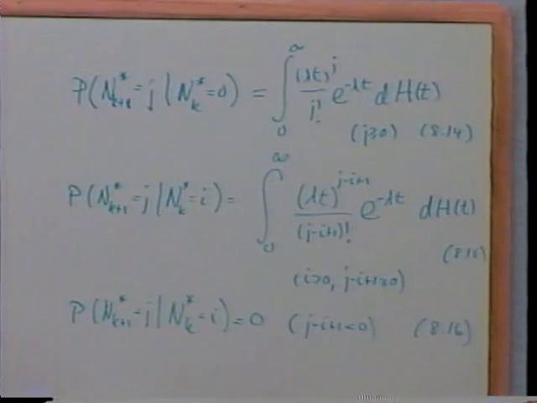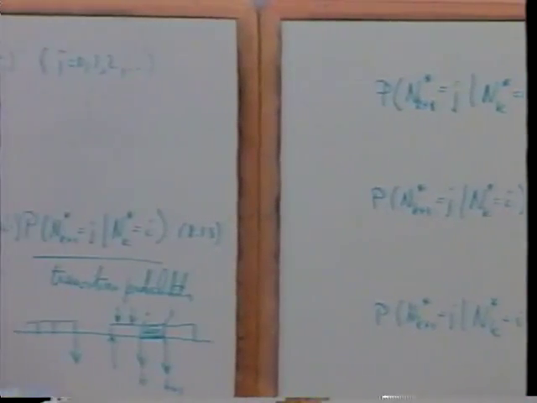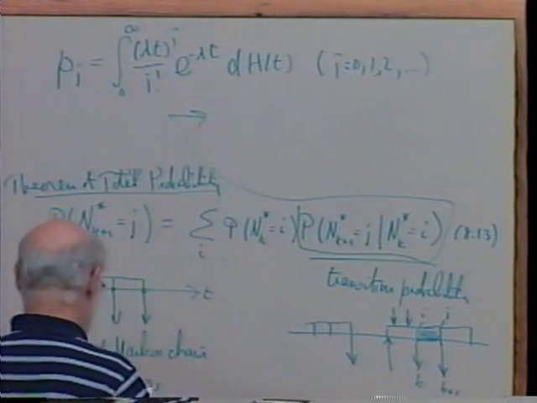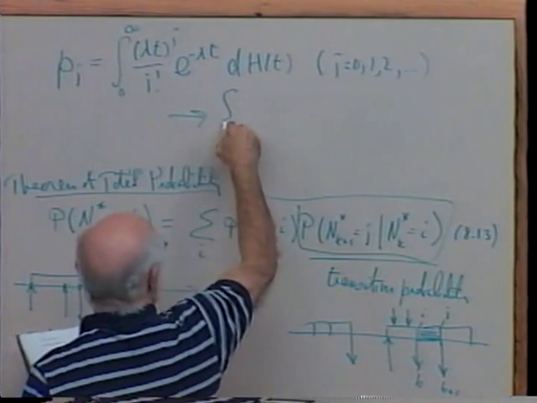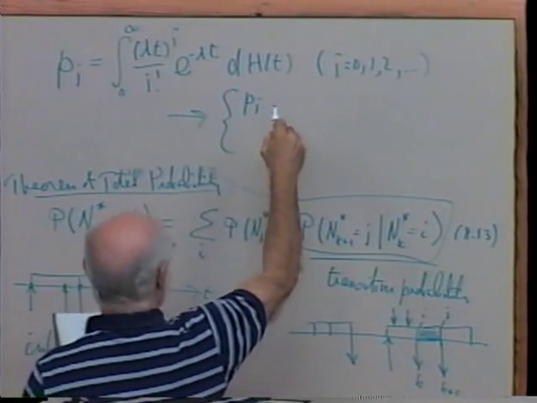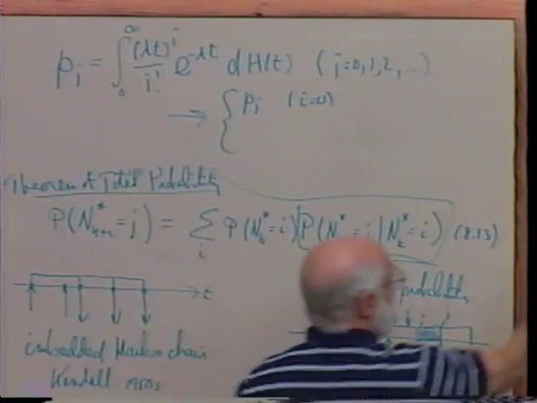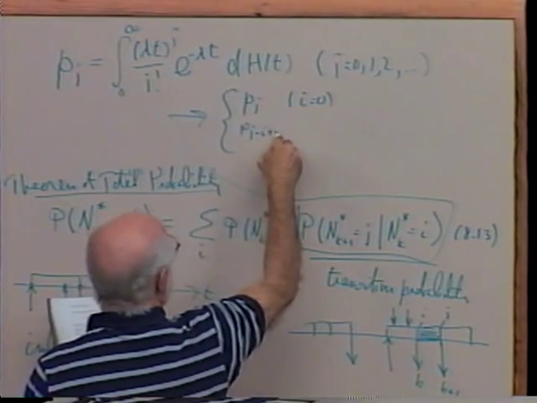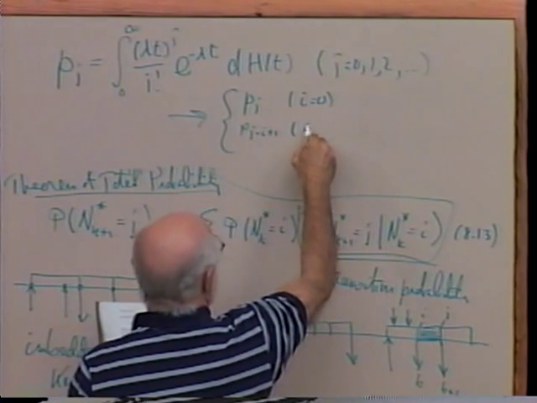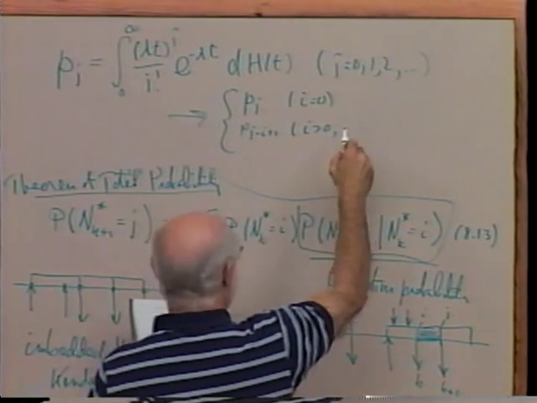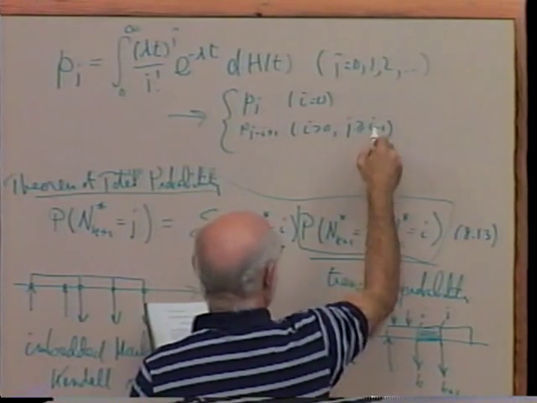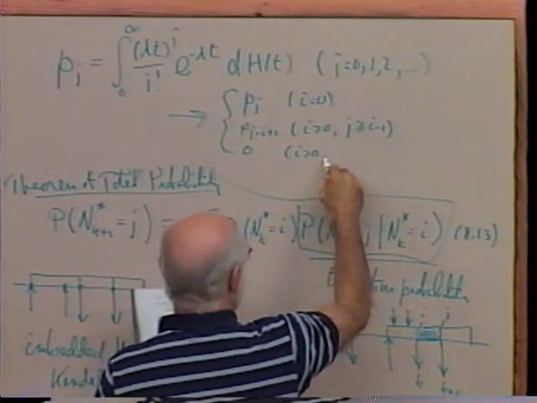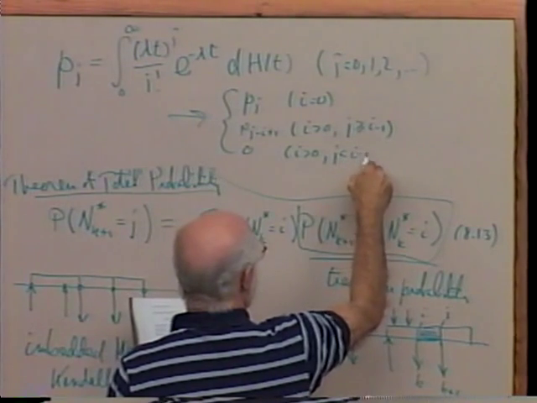Okay, let me erase this piece here. So that means that these transition probabilities right here are given by little p_j if i is equal to 0, that's this term, and little p_{j minus i plus 1} if i is greater than 0 and j is greater than or equal to i minus 1, and 0 if i is greater than 0 and j is less than i minus 1.